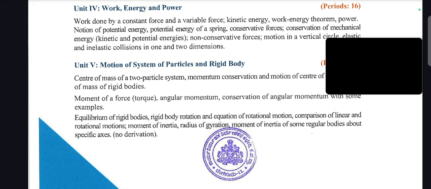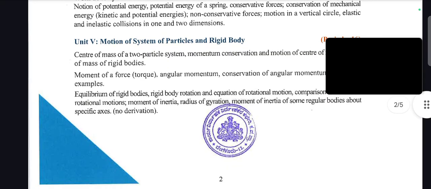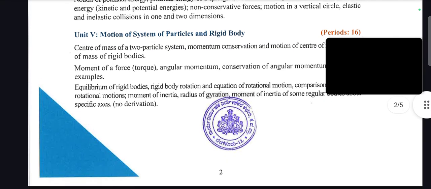In Unit 4, work, energy and power: work done by a constant force and a variable force, kinetic energy, work-energy theorem, power, potential energy of a spring, conservative forces, conservation of mechanical energy, non-conservative forces, motion in a vertical circle, elastic and inelastic collisions in 1 and 2 dimensions.